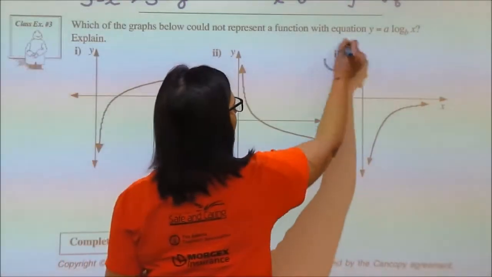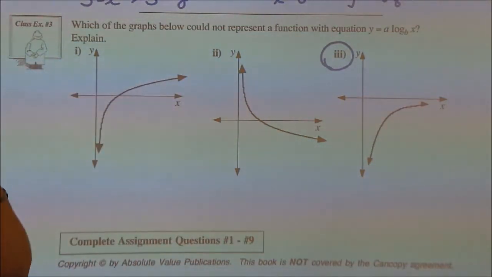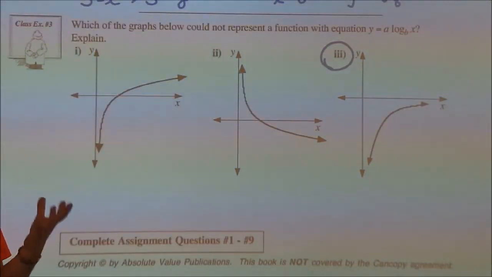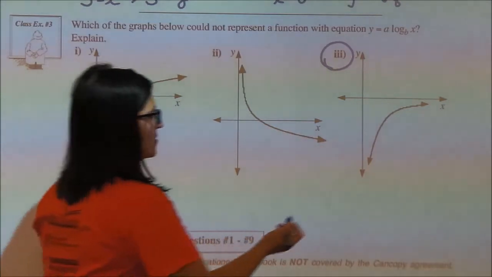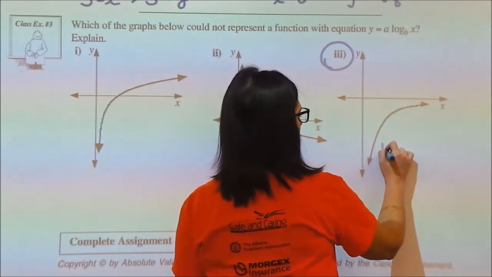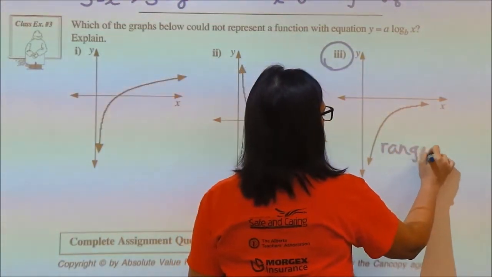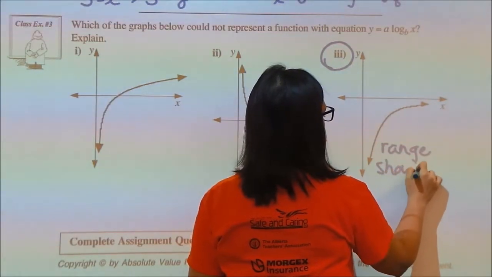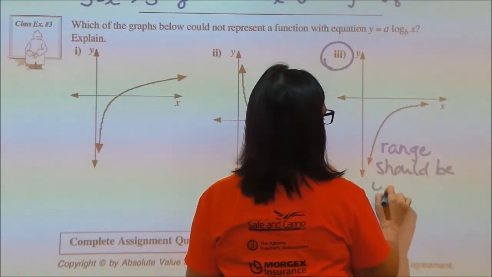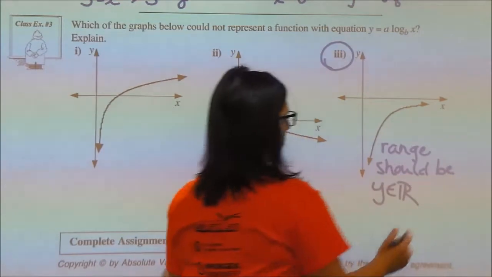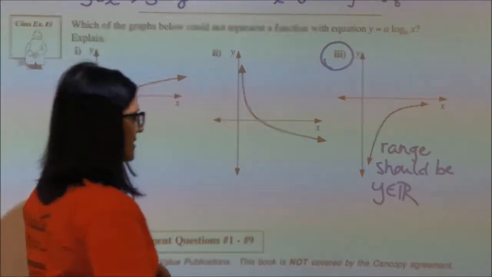The one that can't happen is 3, because it's not showing that it crosses the x-axis. So this one is not showing, so the range should be any real number, meaning this should cross the x-axis.